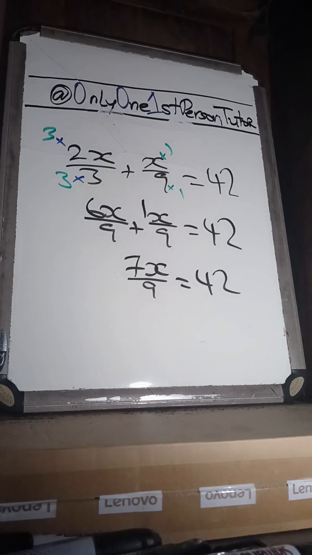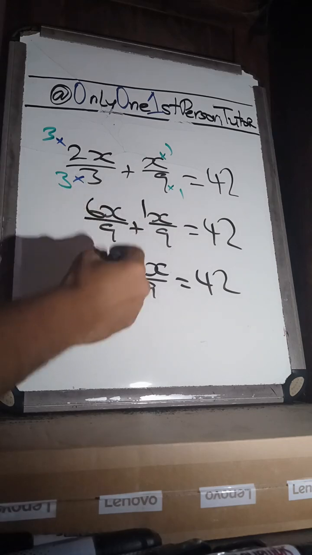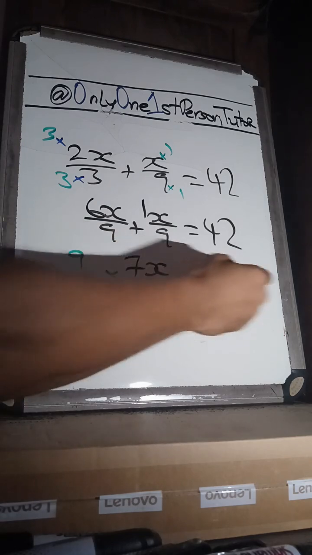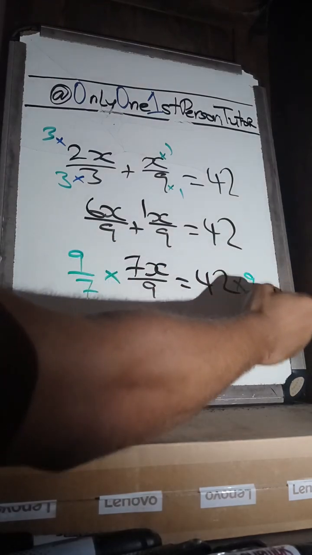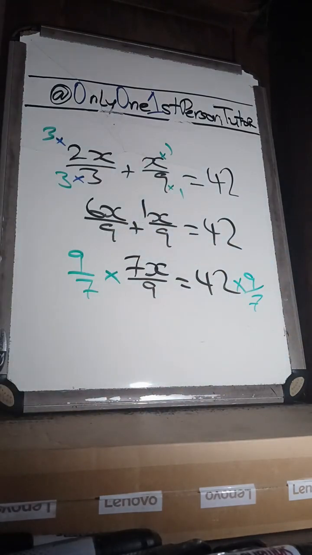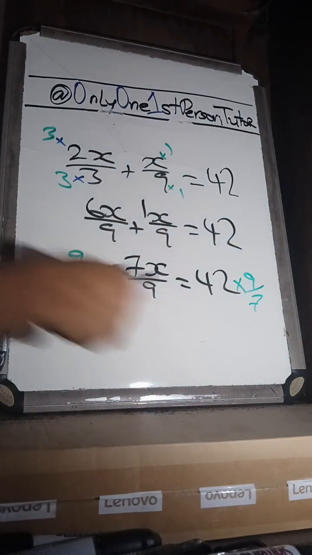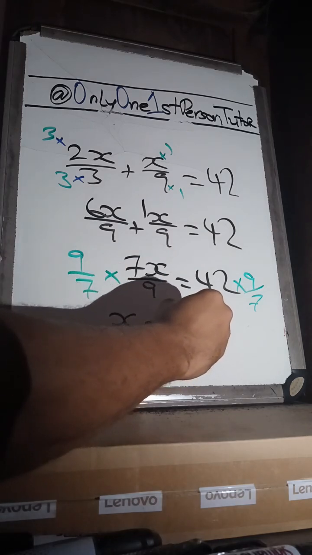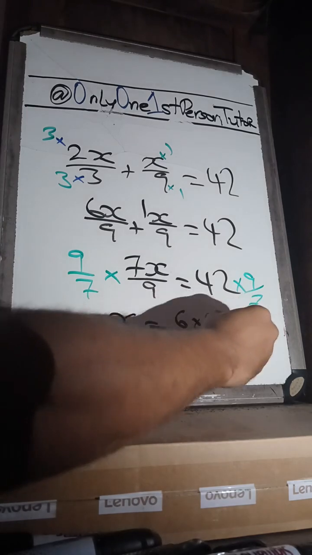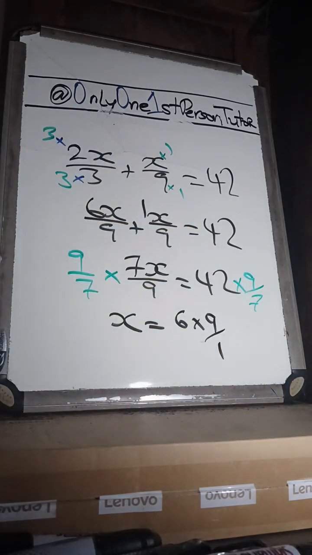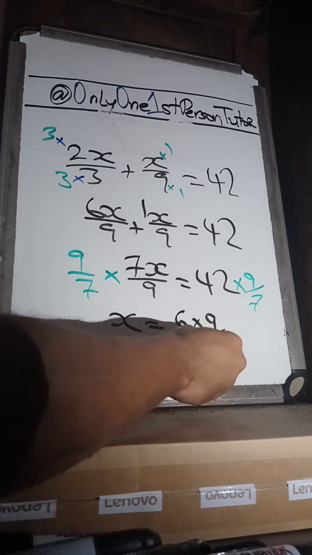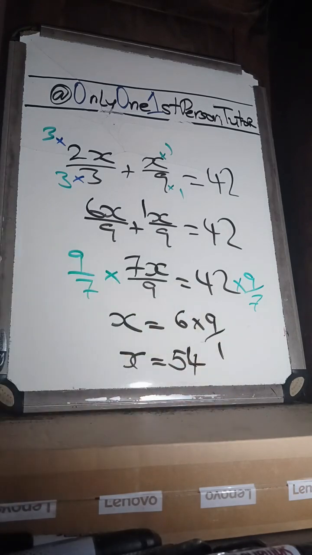So with that in mind, we multiply this by 9 over 7, and that by 9 over 7. These cancel, leaving you with just x. So therefore our answer for x is going to be 54.